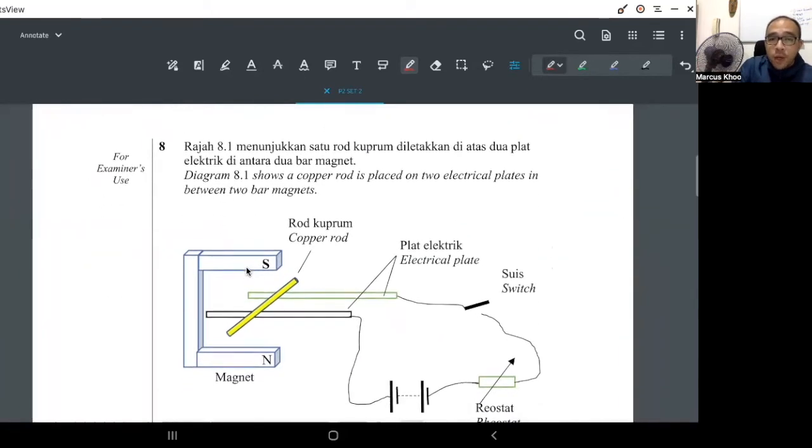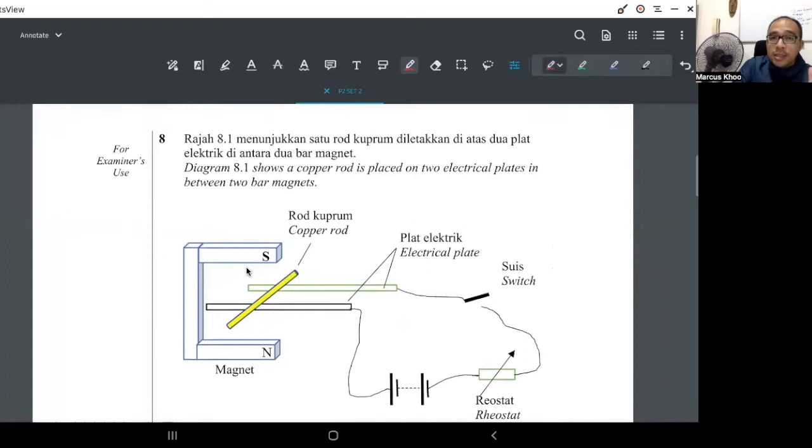Alright, diagram 8.1 shows a copper rod placed on two electrical plates in between two bar magnets. So this one is the left-hand Fleming rule, the one where it is supposed to move, not induced current. Induced current is right-hand Fleming rule. So with left-hand Fleming rule you want to see whether the copper rod moves to the left or to the right. This is the one that talks about the catapult force.